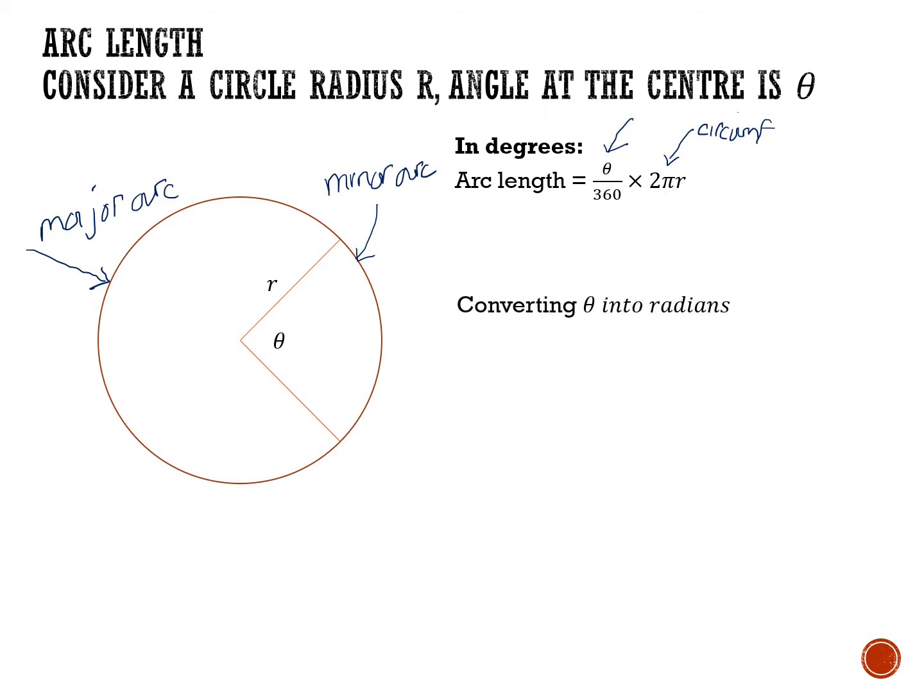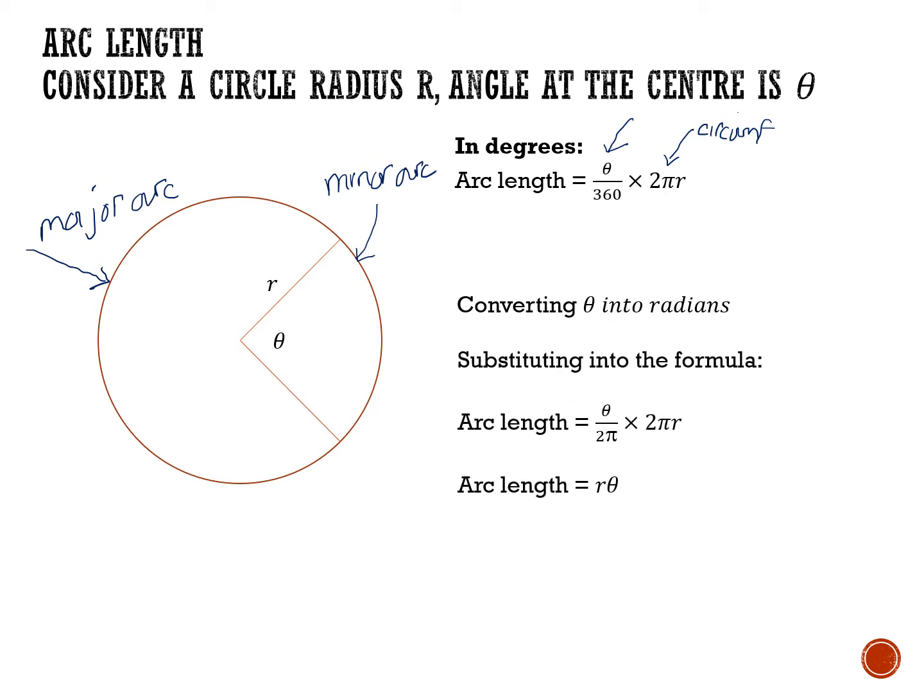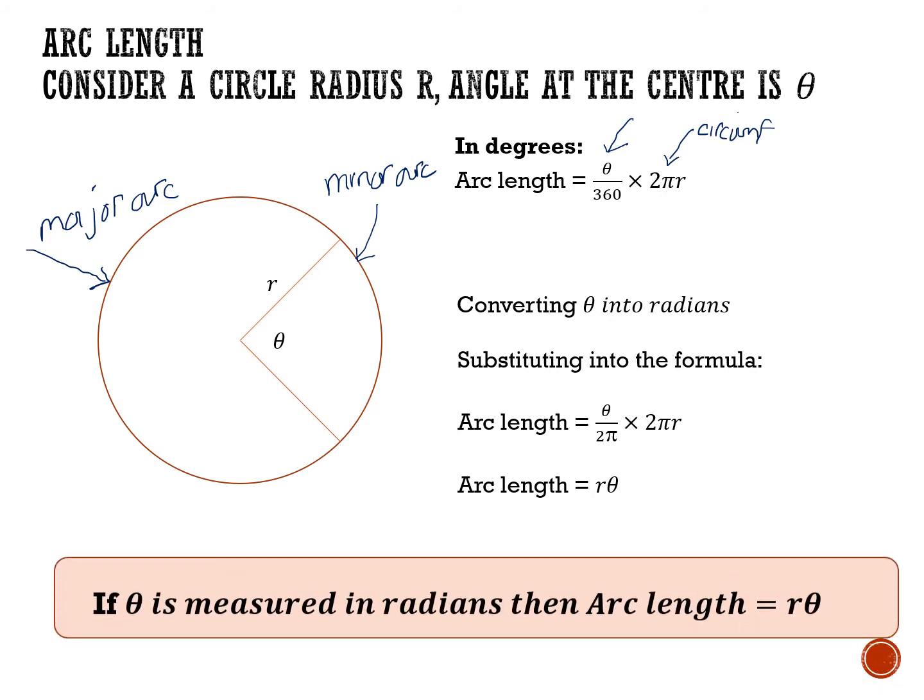Let's have a look at what happens then if we put theta in radians. So in our formula, you've got theta in radians. Instead of 360, we put 2 pi, because remember 2 pi is, in radians, equivalent to 360 degrees. Times 2 pi r, the 2 pi's cancel, and you actually just get r theta. How nice is that?